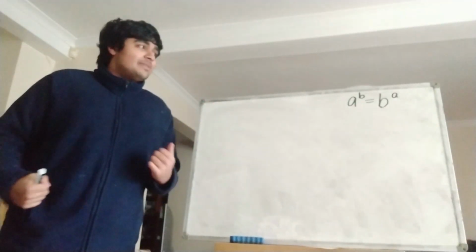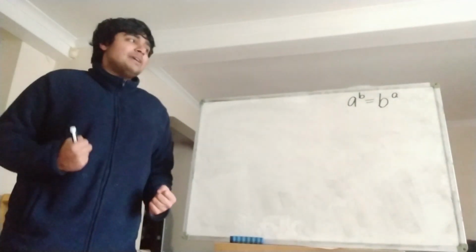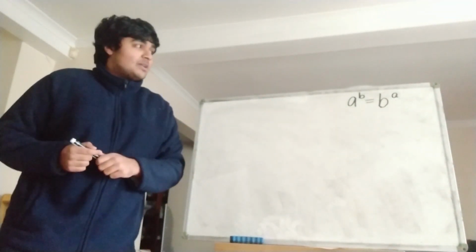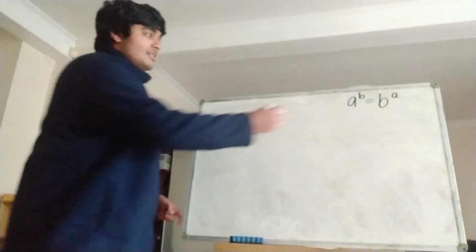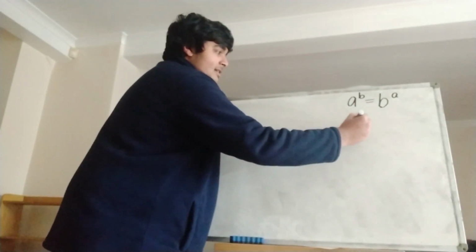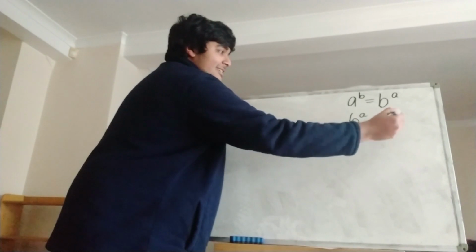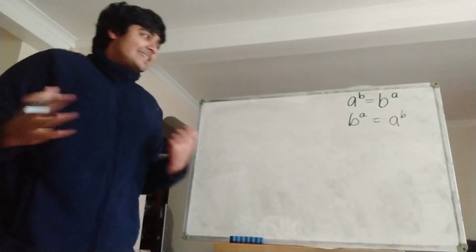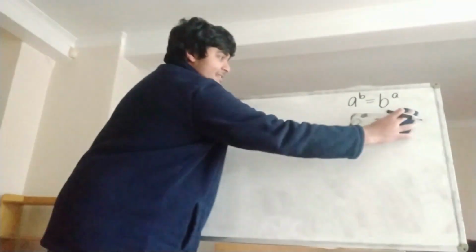The first thing I guess we notice is that this thing here is symmetric in a and b. In other words, if we swap the roles of a and b, this equation sort of stays the same. So if I swap a for b, I get b to the a on this side, and on the right hand side I get a to the b. But obviously a to the b is that, and b to the a is that. So it's the exact same equation, just written in a different way.